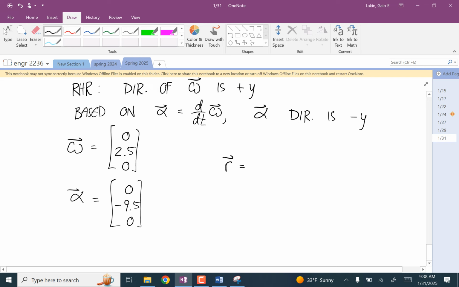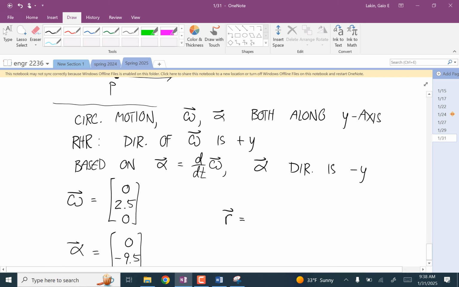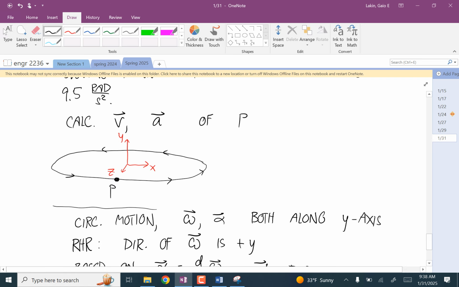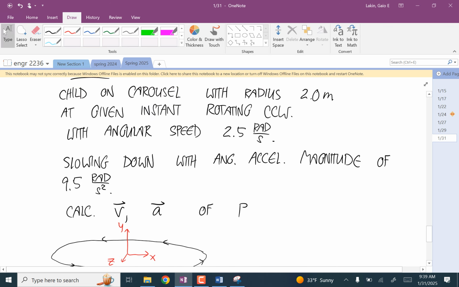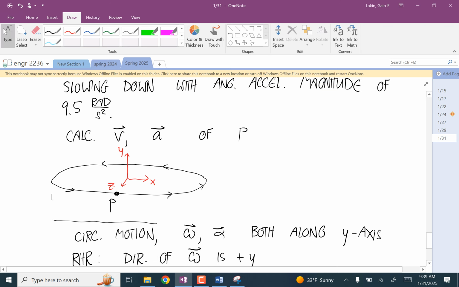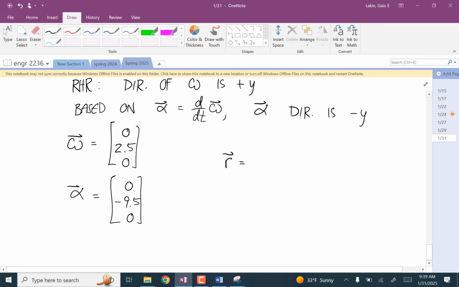So the definition of r, remember, is from the center of the circular or spherical motion to the object. What on this picture is the center of the circular or spherical motion? Yeah, the origin. I put the origin at the center, and this has a radius of 2 meters. So what's the vector from the origin to P? 0, 0, 2. Yep, exactly.